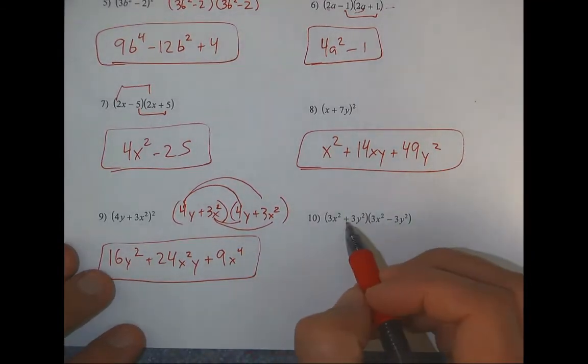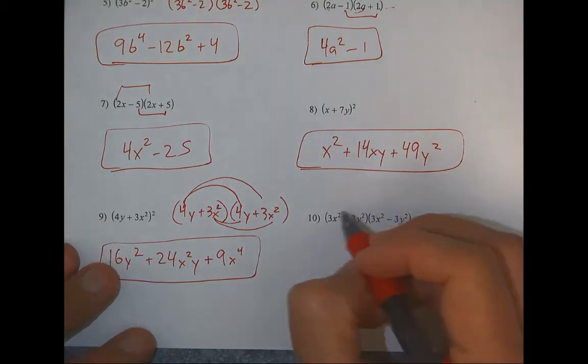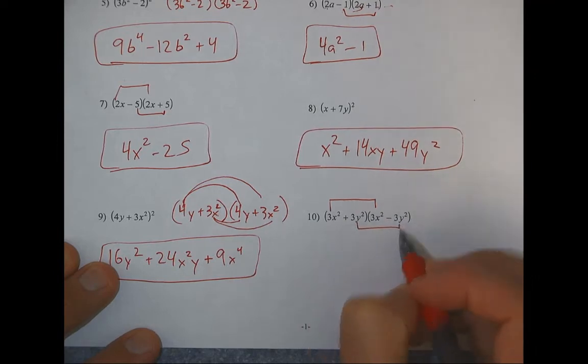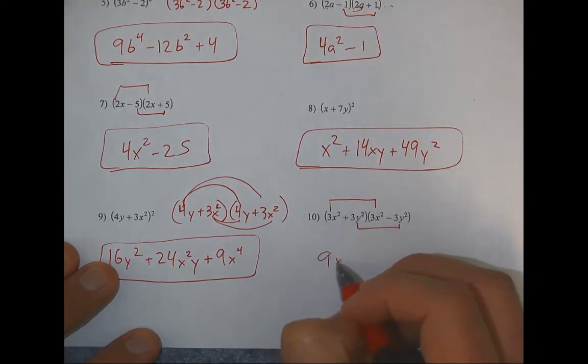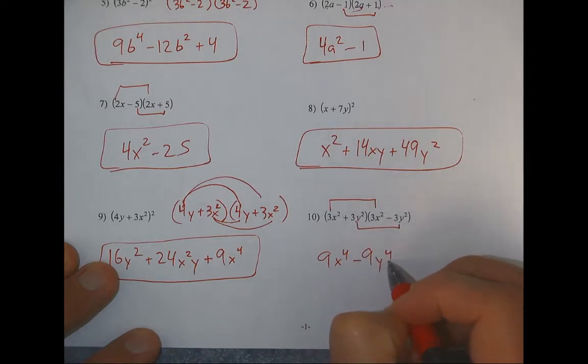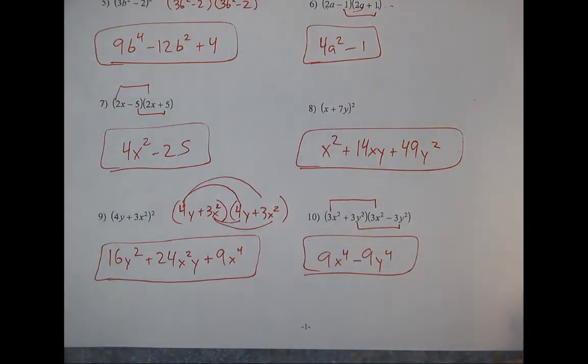All right, these look exactly the same, except one's a plus and one's a minus. So that means the middle ones will eliminate. So all I need is this and this. So it's 9x to the 4th minus, because it's a positive and a negative, 9y to the 4th. Done. So we can get really fast with those.